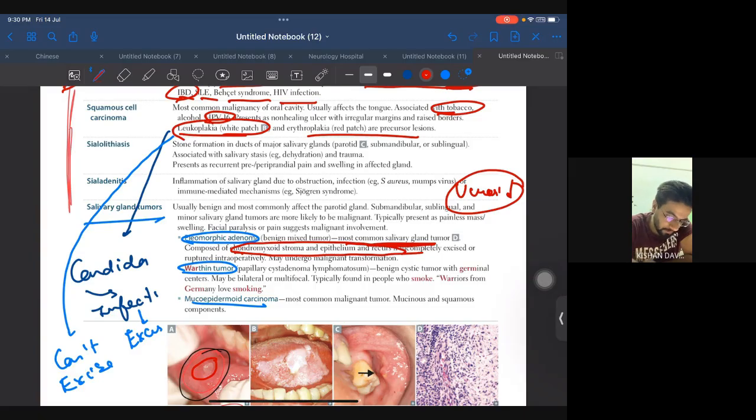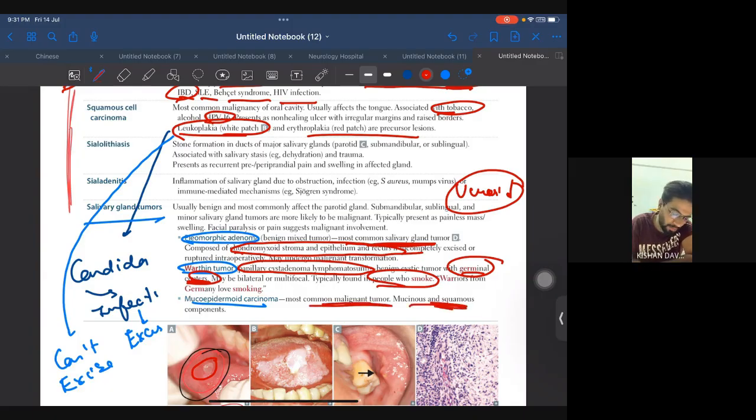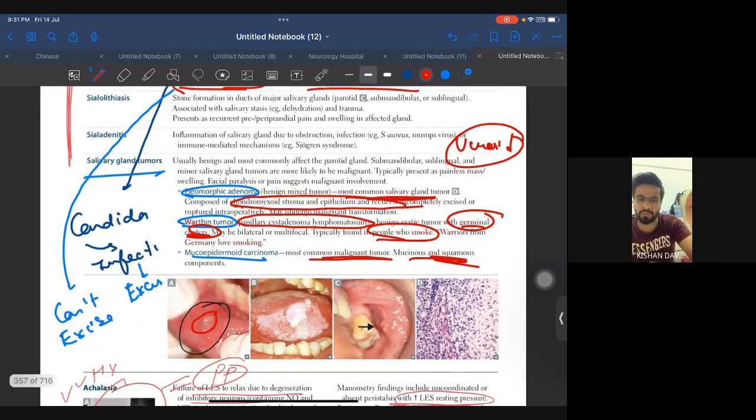Okay, coming to Warthin tumor, papillary cystadenoma lymphomatosum, germinal centers. Okay, germinal centers was given, and people who smoke, then Warthin tumor. And mucoepidermoid, most common malignant, mucinous and squamous component both. So easily identifiable. Pleomorphic में chondromyxoid stroma epithelium दिया रहेगा, Warthin में smoker and germinal centers दिया रहेगा, mucoepidermoid में malignant tumor. So this is how you will be remembering.